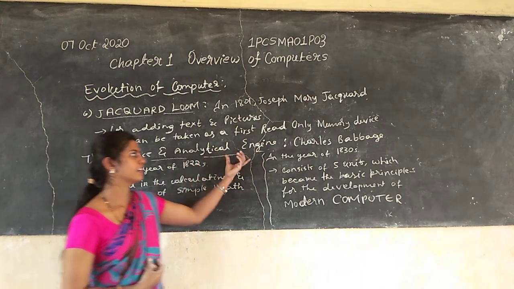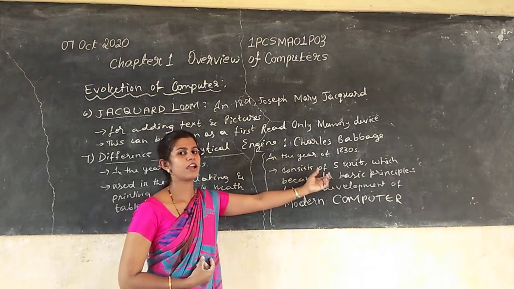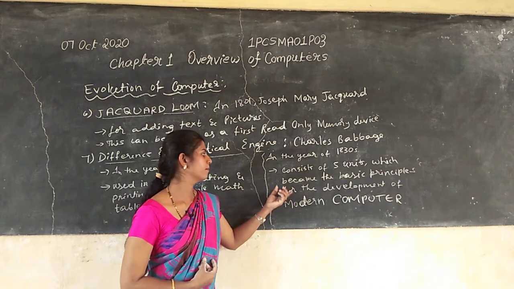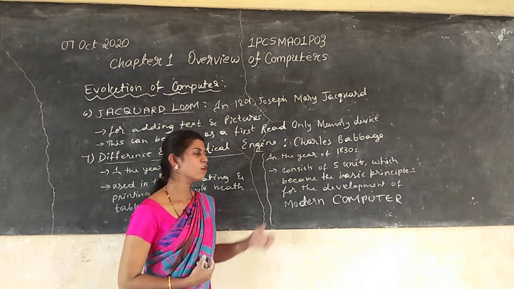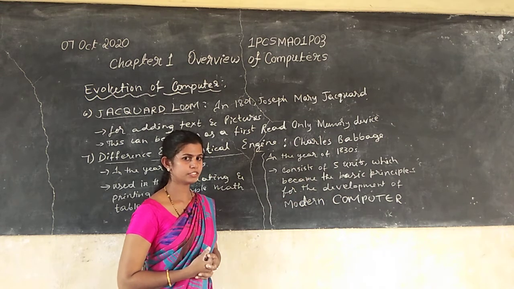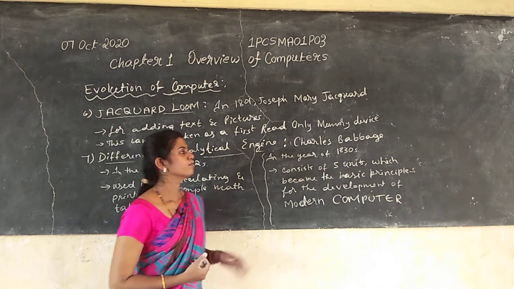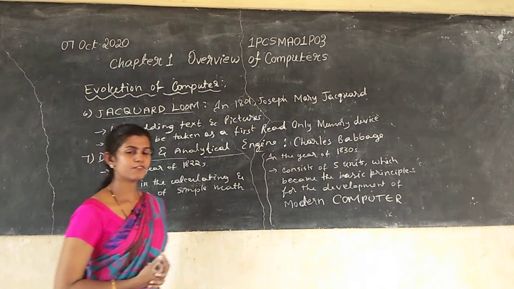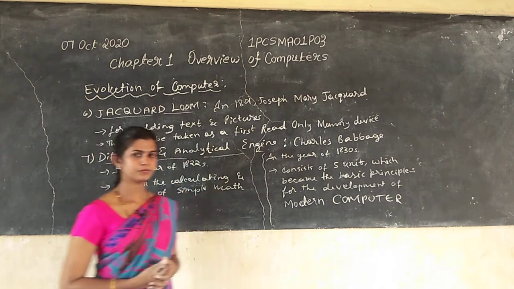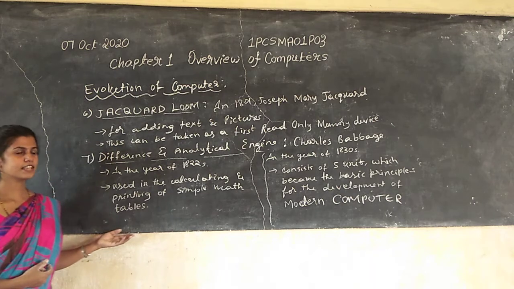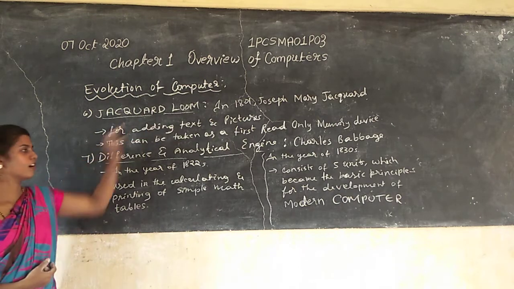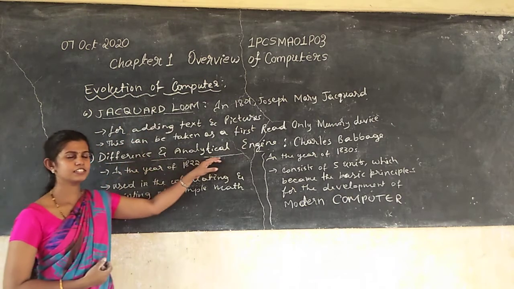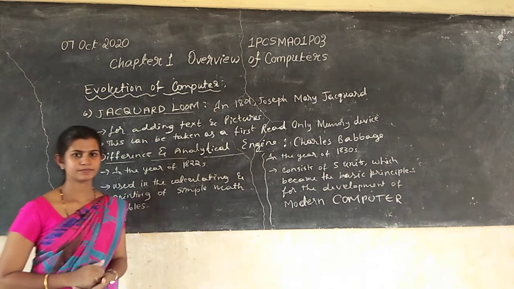Mainly this analytical engine, which consists of 5 units, became the basic principle for the development of the modern computer. That is why we call Charles Babbage the father of the computer. So, this is about the Jacquard loom and also the difference and analytical engine.